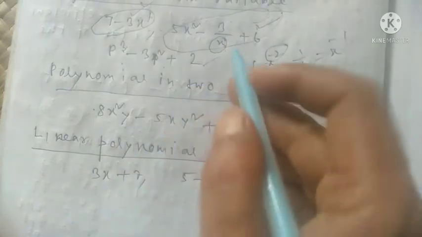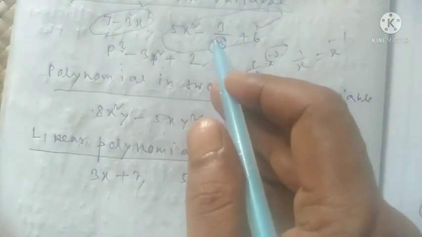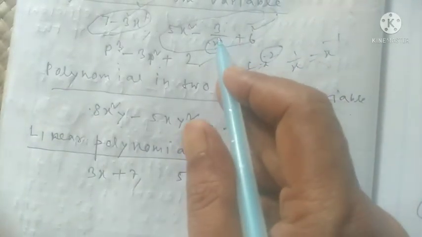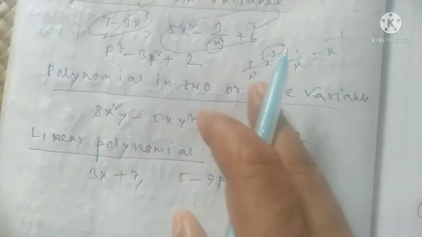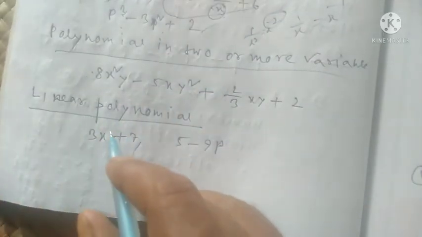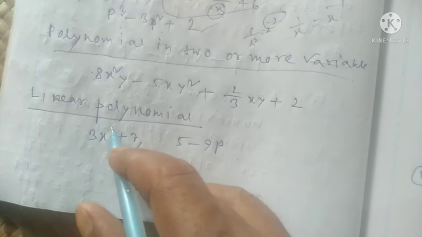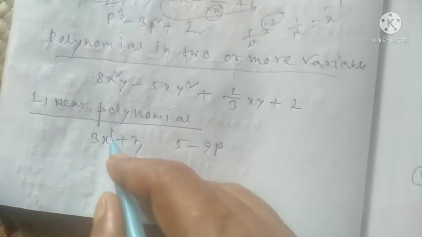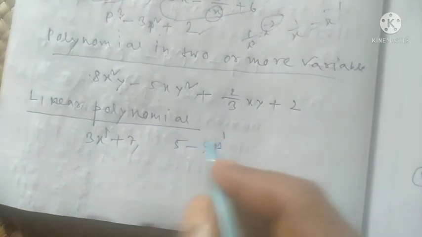Suppose I am telling you, this is an algebraic expression, but it is not a polynomial, because the power of x is negative, that's why it is not a polynomial, but it is an algebraic expression. So that's why I'm telling you all algebraic expressions are not polynomials, but all polynomials are algebraic expressions. So linear means a polynomial which has degree 1. In both algebraic expressions the power is 1. So I think this is the linear polynomial. Okay.